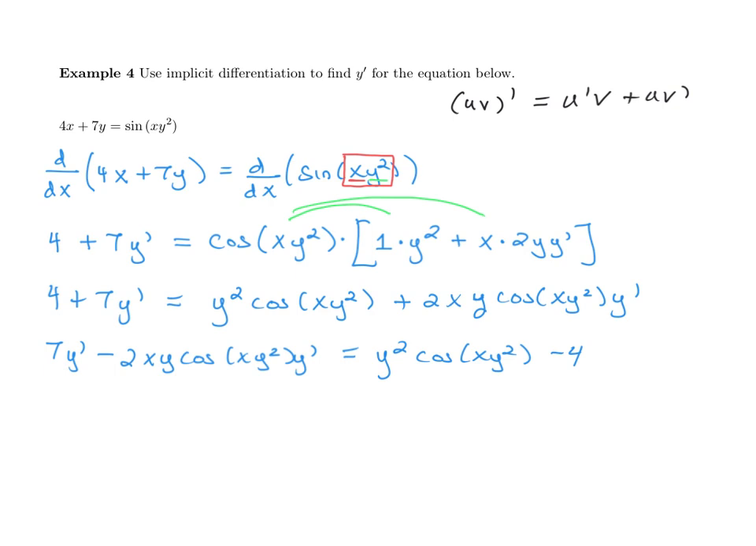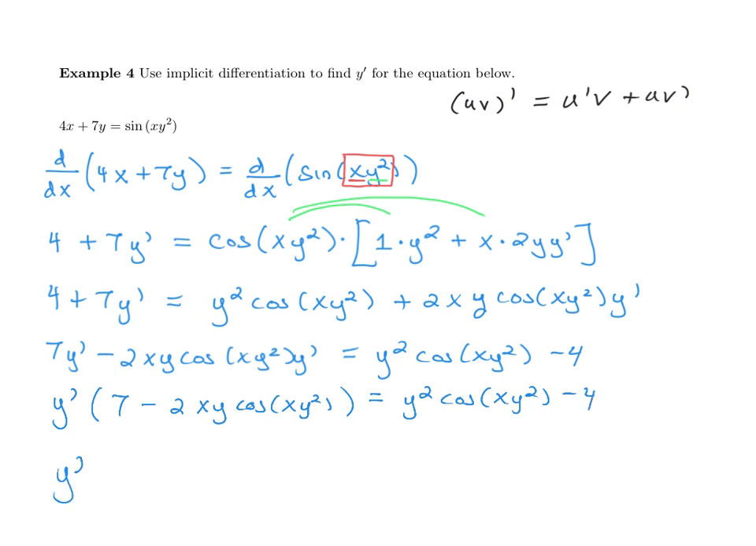This is perfect. Each term has a y prime. None of these has a y prime. I can factor it out from both pieces. I get y prime times 7 minus 2xy cosine xy squared. And that is still equal to y squared cosine xy squared minus 4. At this point, we're essentially done.